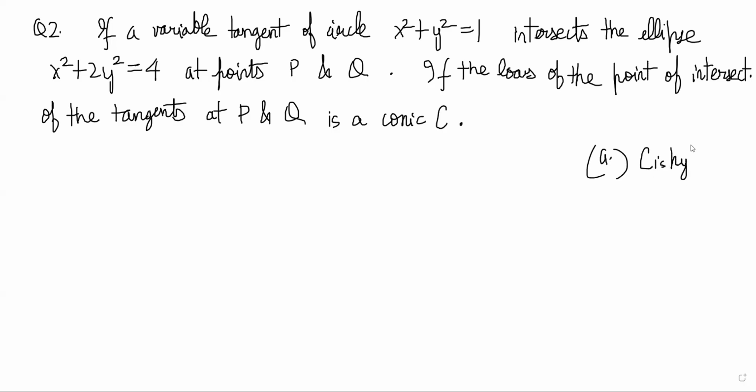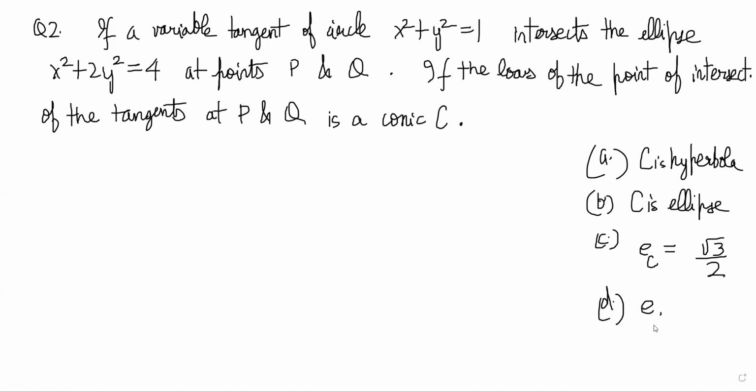C is hyperbola, C is ellipse, eccentricity of C is root 3 over 2, or eccentricity of C is 1. These are the four options that have been given, and multiple options could be correct. So what is it saying? We have a circle x square plus y square is equal to 1. A variable tangent has been drawn to that circle and it intersects the ellipse at 2 points P and Q. We have to find the locus of point of intersection of tangents at P and Q, right?